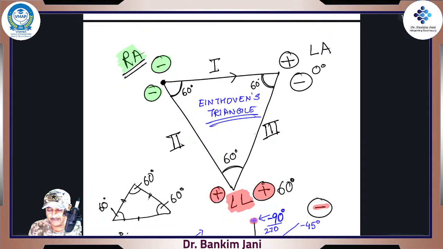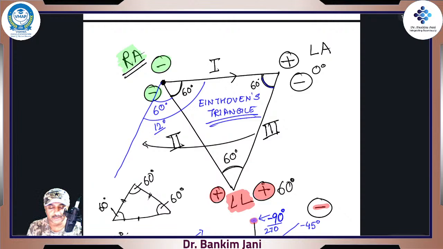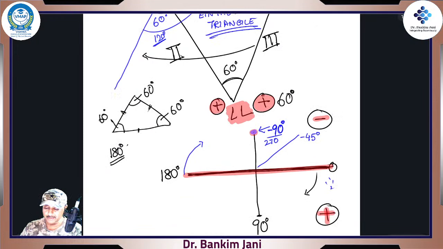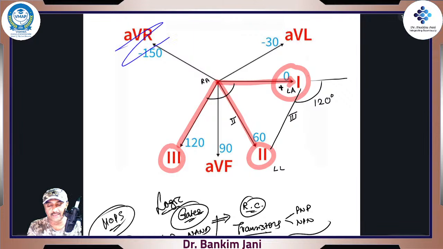So we have to draw a line which is parallel to this. So this would be 60, so this one would also be 60, so total there would be 120. We are making a system called the Cabrera system, and it is the Cabrera system which will be extremely helpful for understanding. So here it is, right? Forget about this aVR, aVL, aVF right now. Just focus on these three. Why this one is here, it is at 0 degrees, it makes sense.